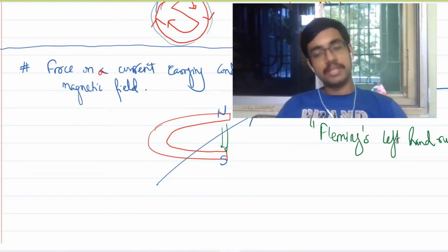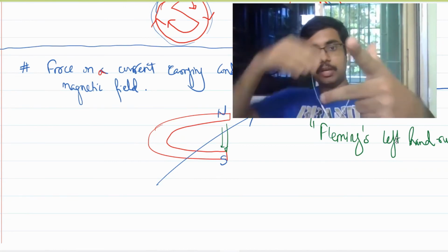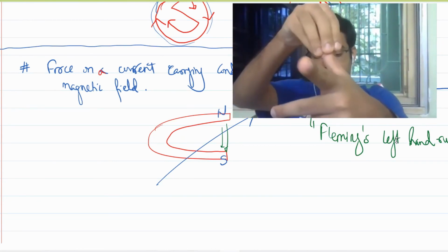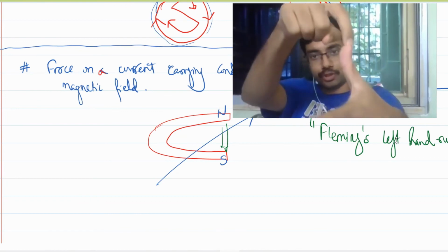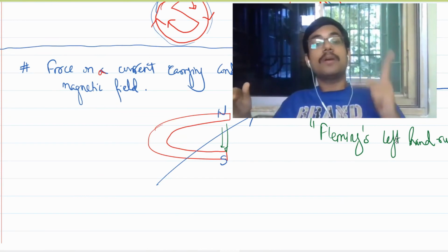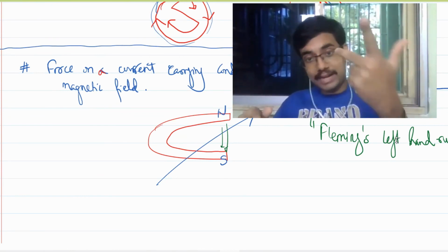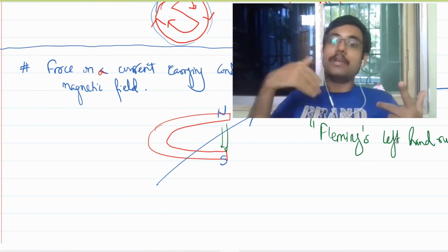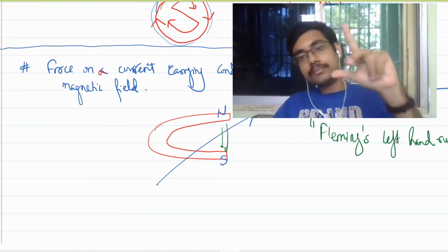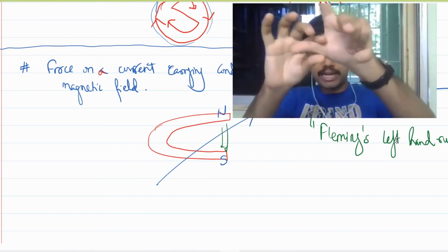There are a few conventions here. You just need to remember which finger represents what. So the thumb represents the direction of force. Okay? The thumb represents the direction of force. Here, you must understand this is the left hand rule, so you must apply your left hand here. This is very important. This is Fleming's left hand rule.